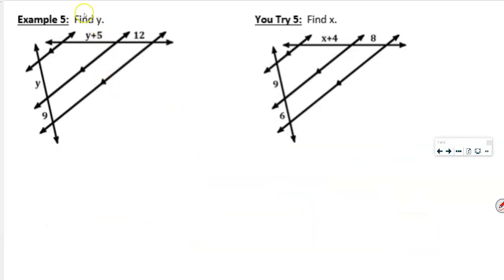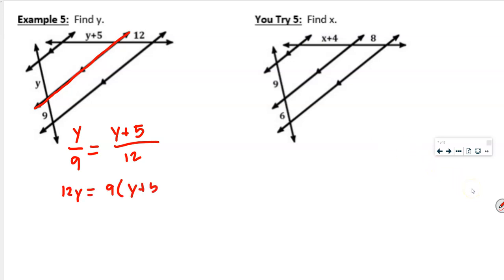All right, this next one says find y, and then over here find x, okay? So once again, we have our parallel lines, right? So we can create a proportion. So y over 9, is that equal to y plus 5 over our 12? We're going to cross multiply here. So it's going to be 12y is equal to 9 times y plus 5.